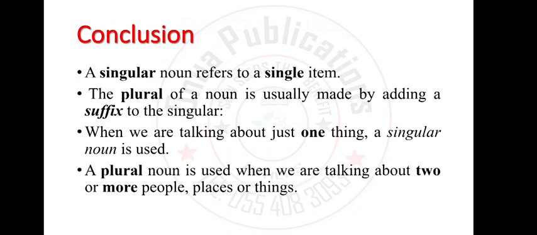In conclusion, a singular noun refers to a single item. The plural of a noun is usually made by adding a suffix to the singular. When we are talking about just one thing, a singular noun is used. A plural noun is used when we are talking about two or more people, places, or things.